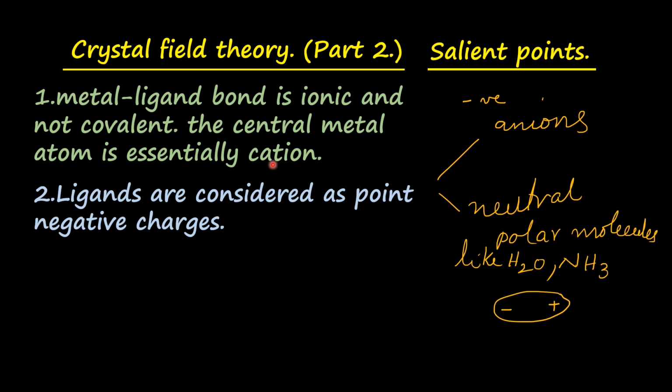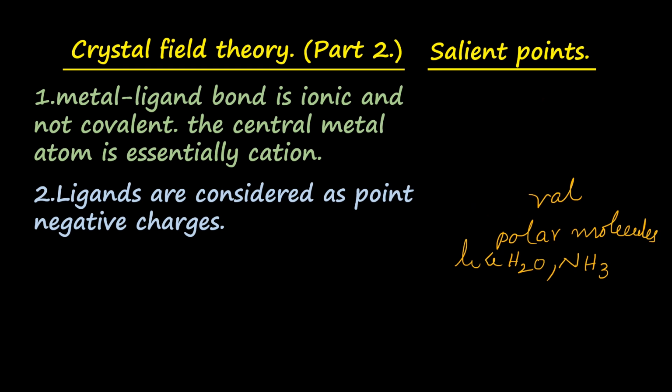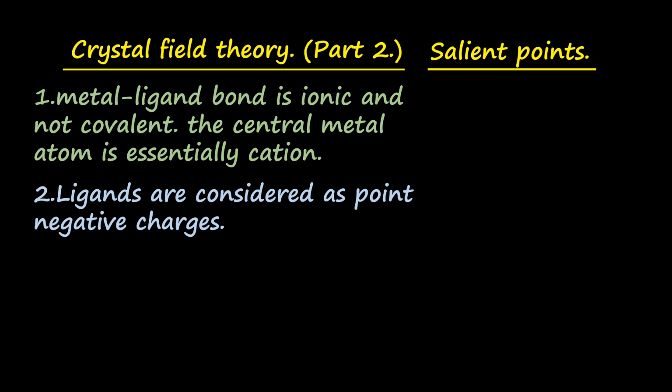The cation in the case of the coordination compound belongs to the transition group, that is d block elements. The approaching ligand distorts the energy of the d subshell, which is a balanced shell. We will see the details shortly. We will complete the salient points.